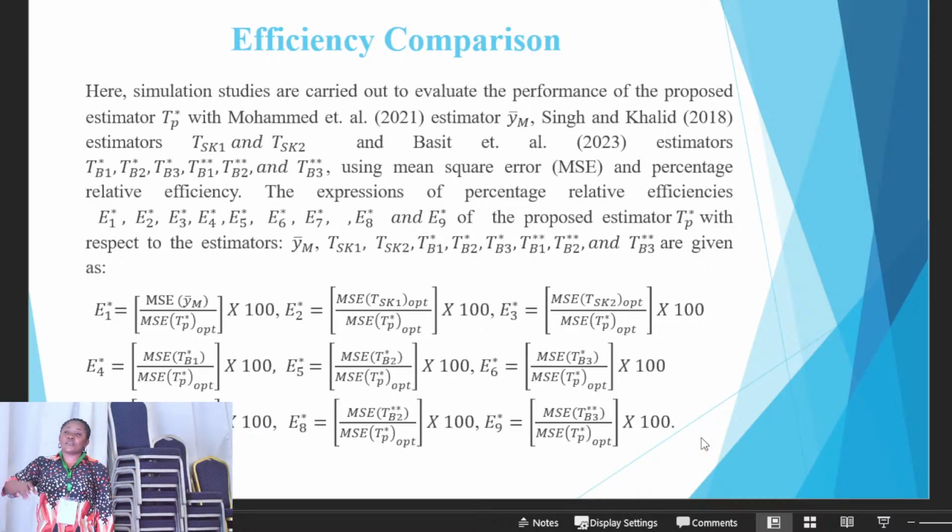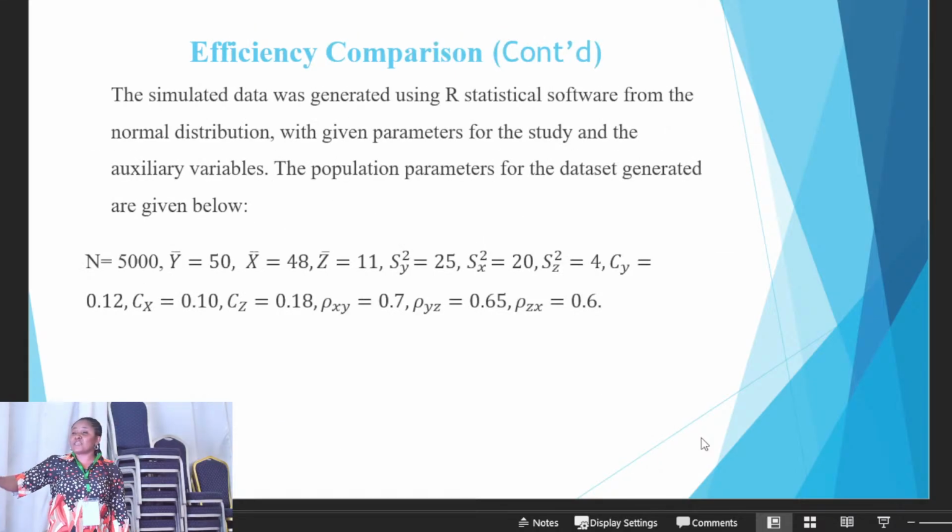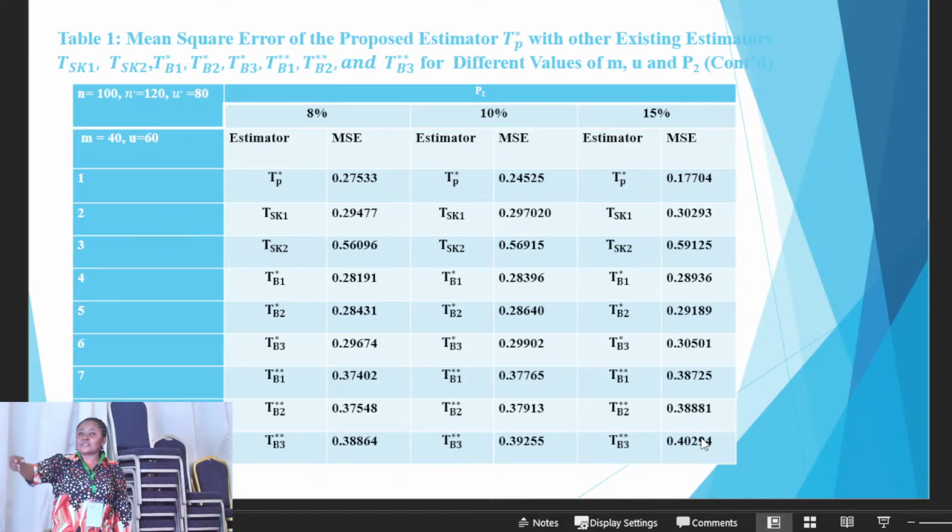So we carried out an efficiency comparison with respect to 9 other estimators, the Sine and Khalid's estimator and the Bassett estimator, which are obviously generalized estimators that were broken into several other parts. That gives us 9 estimators. And then, when you move further, we see the simulated data that we used to validate our result using R software statistical analysis. We have these results.